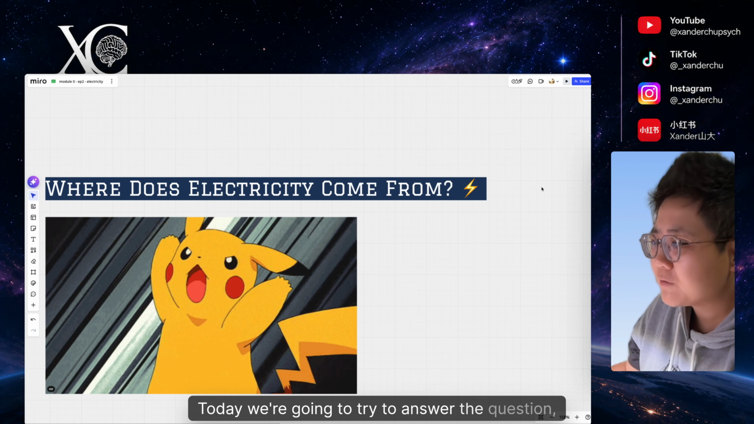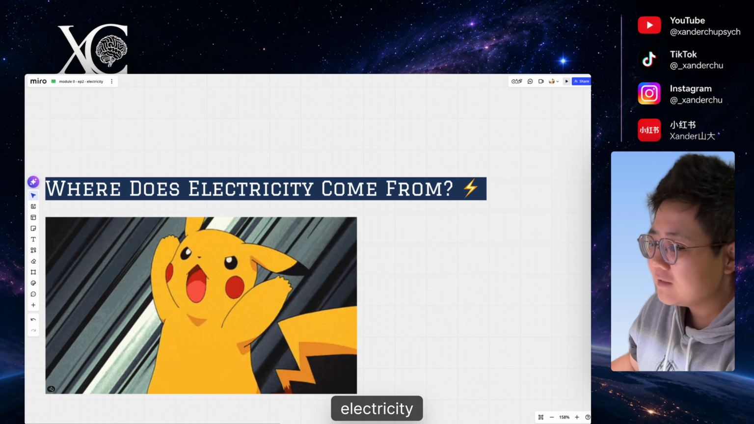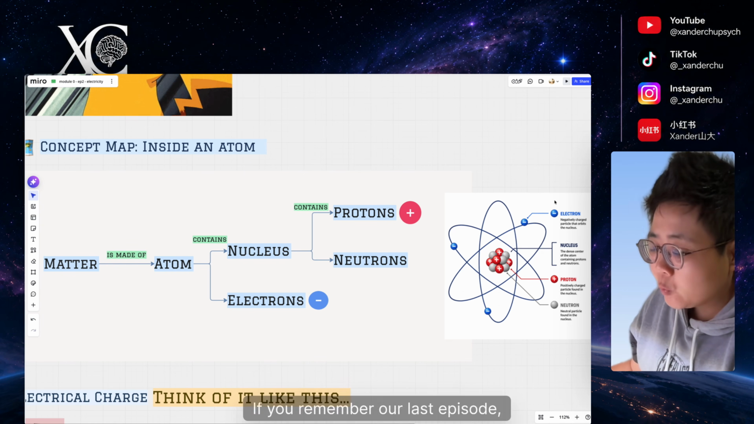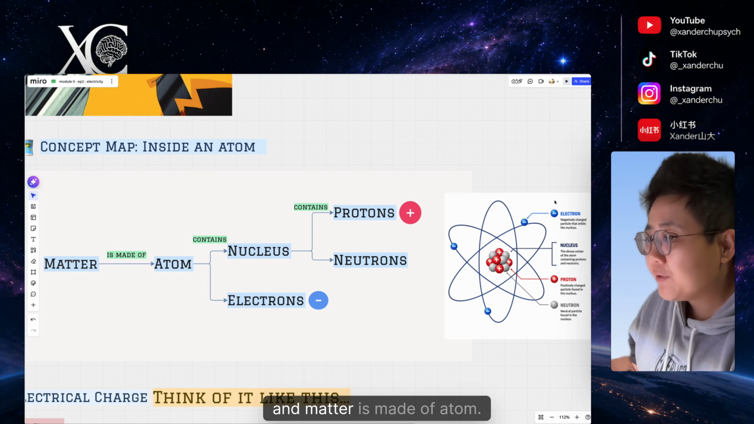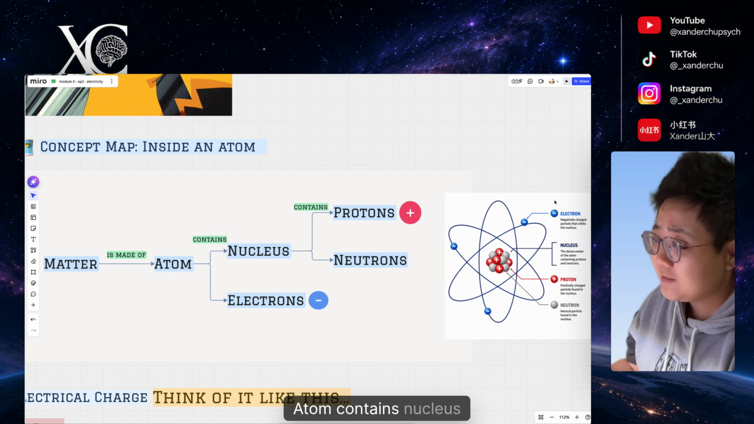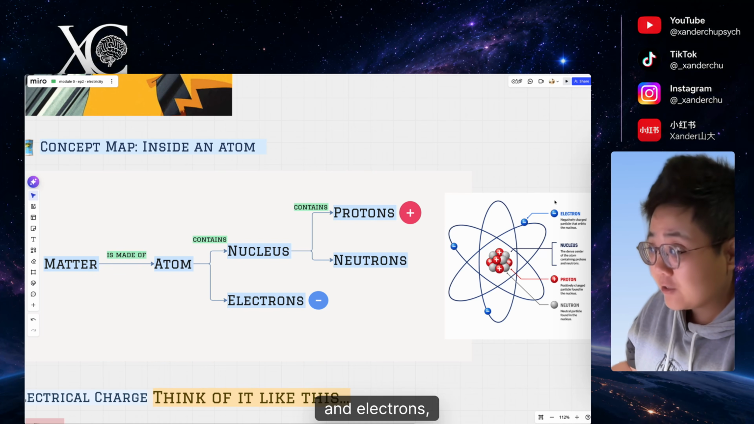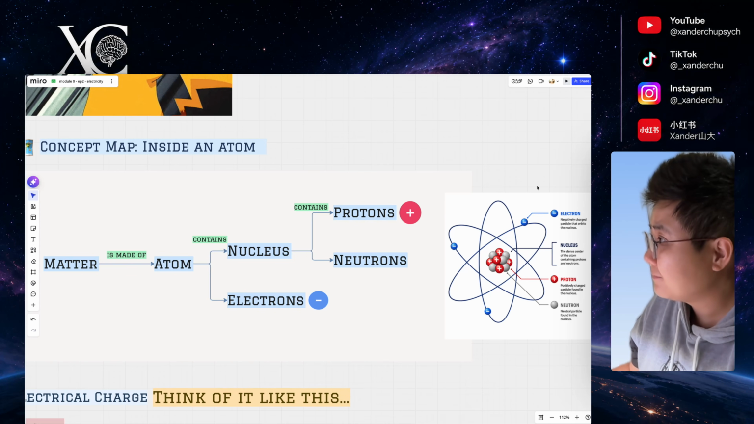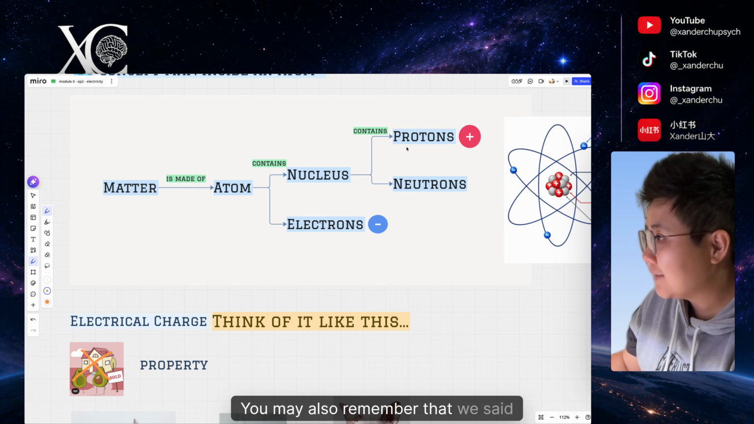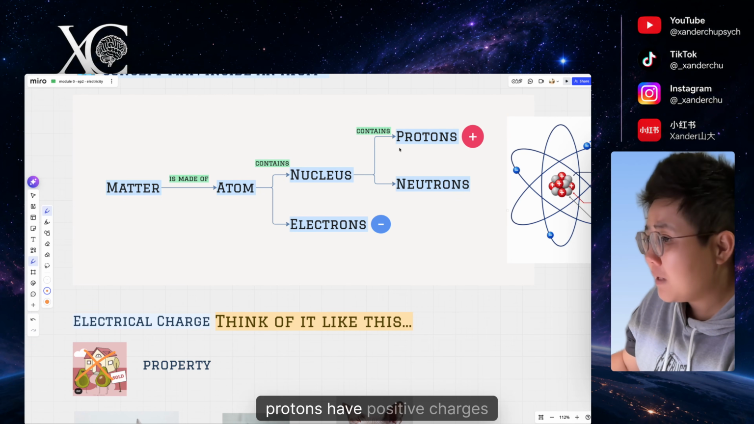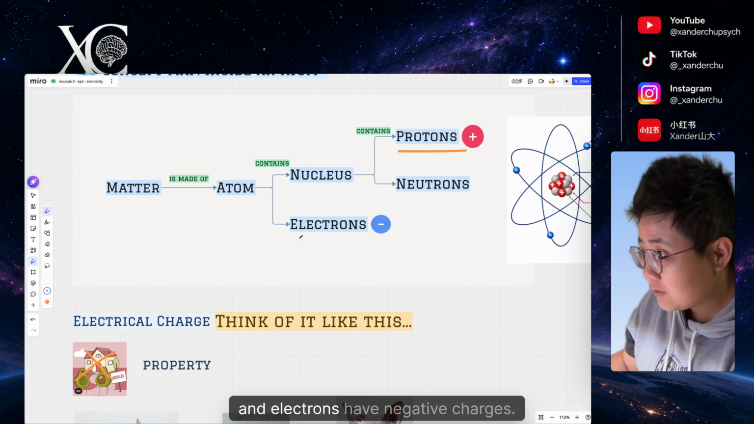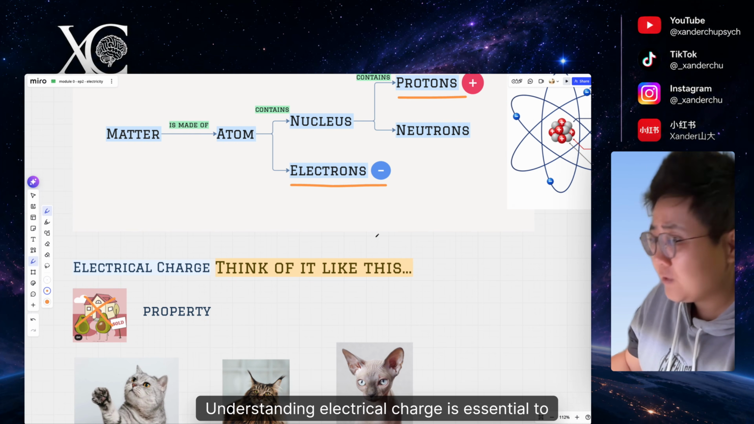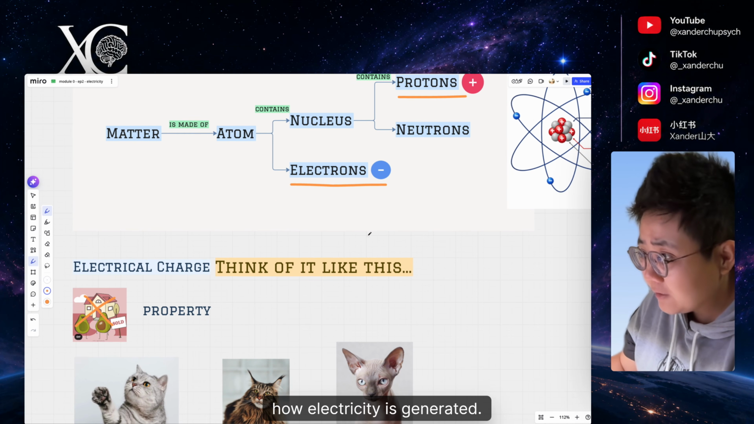Today, we're going to try to answer the question, where does electricity come from? If you remember our last episode, we are made of matter, and matter is made of atoms. Atoms contain a nucleus and electrons, and the nucleus further contains protons and neutrons. You may also remember that we said protons have positive charges and electrons have negative charges. Understanding electrical charge is essential to understand how electricity is generated.